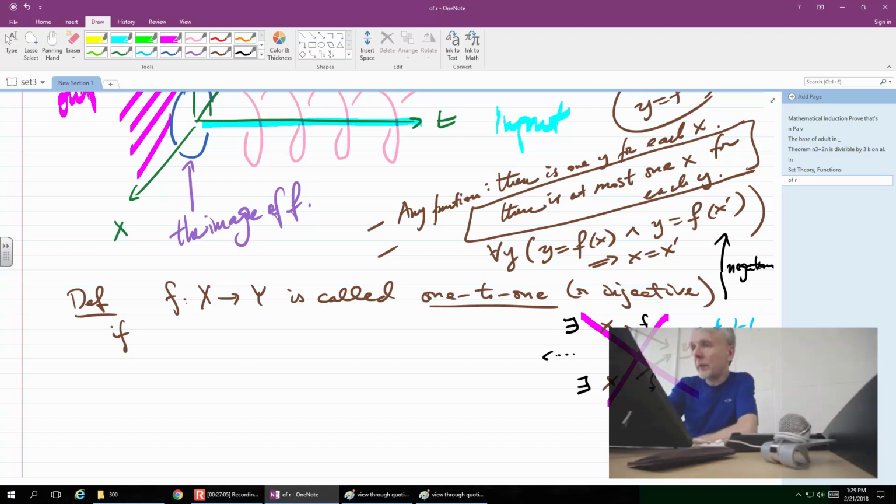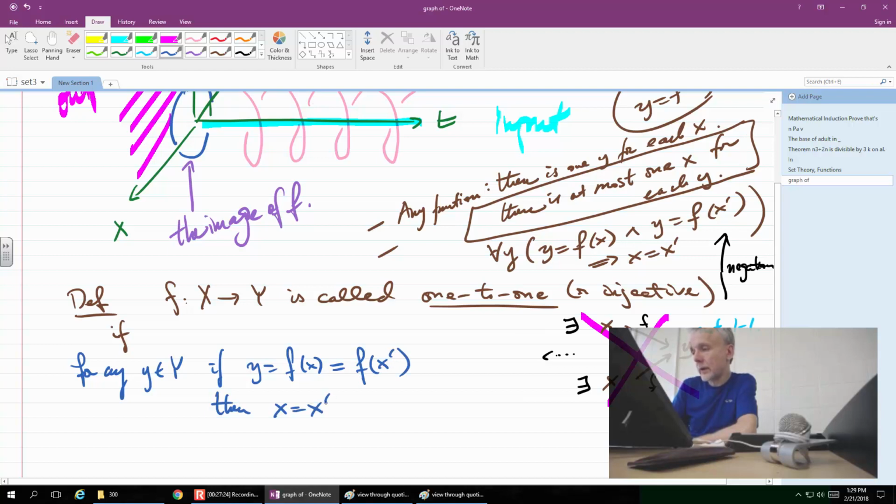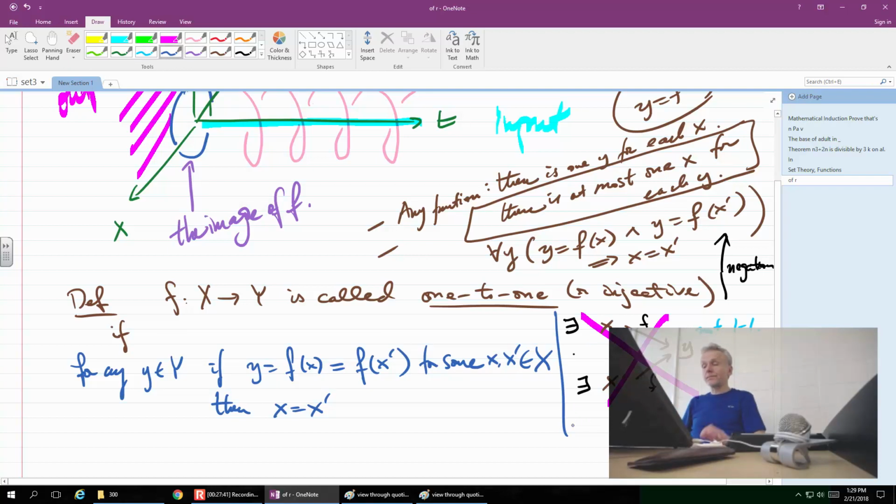Let me repeat it here so that it will be clear what we're talking about, using words this time. For any y in Y, if y is equal to f of x is equal to f of x prime, then x is equal to x prime, for some x, x prime in X. Okay, so this is the definition. Once again, all it says is that you cannot have that.